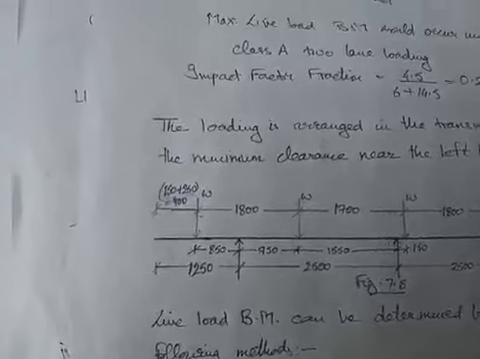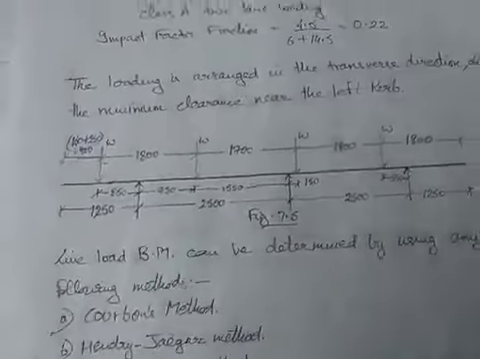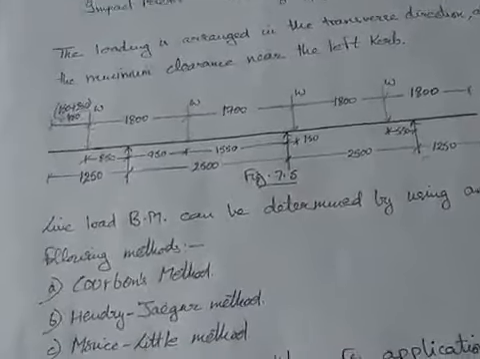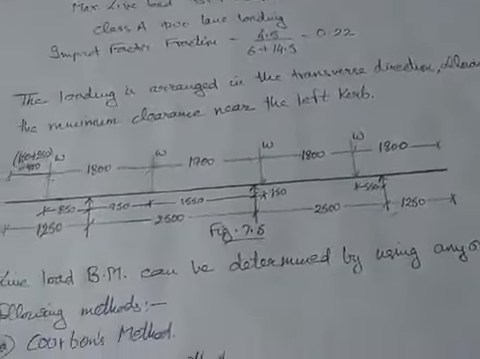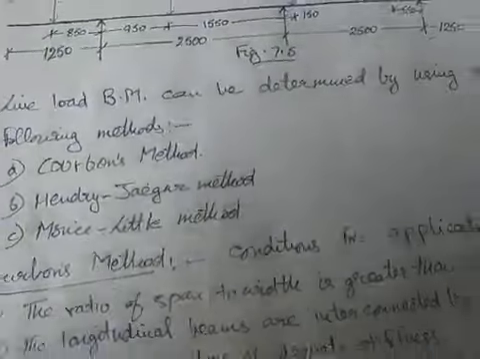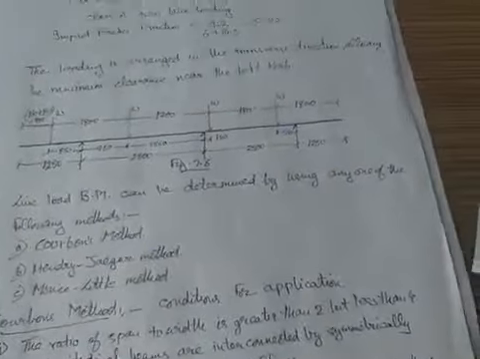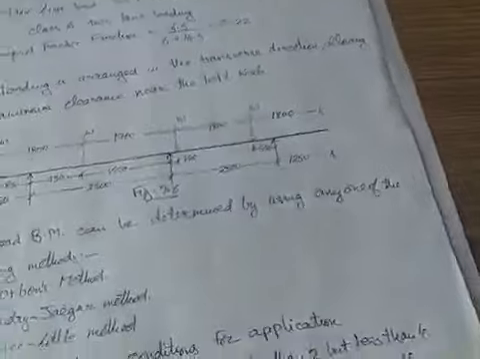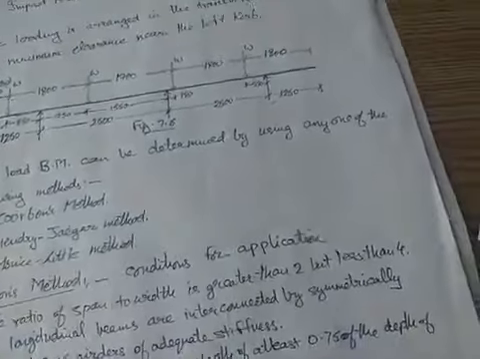Now for live load bending moments, there are three methods: Courbon's method, Henry Jaegar's method and Morris Little method. We will be calculating for all these three methods, and then whichever is critical will be taken up as the live load bending moment. So we'll start with the first one, Courbon's method.